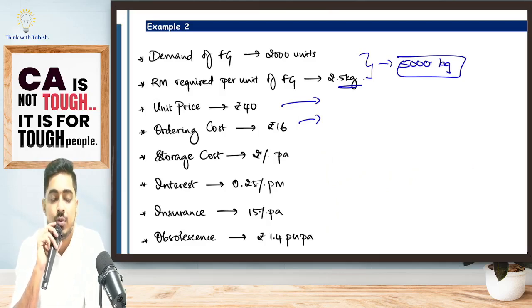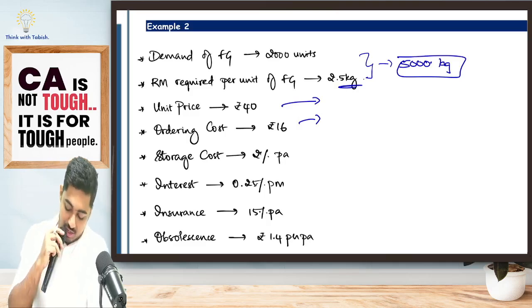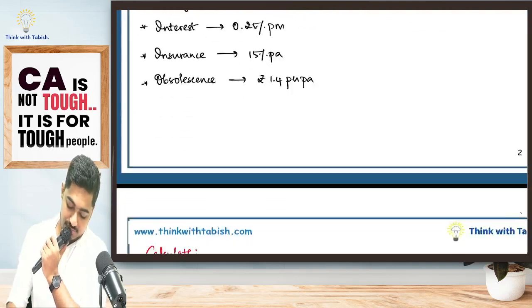Then we will properly do our calculations as well. No issues. How much are you guys getting? Anyone? 9,000. 9.4. Is this okay? Let us check if it is correct or not.